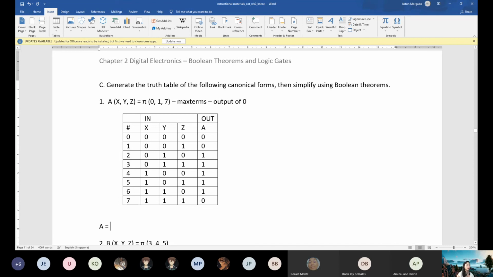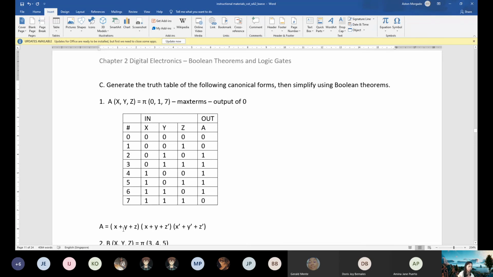A is equal to, so we have Maxterm 0: x plus y plus z. Then for Maxterm 1, x is 0, y is 0, z is 1, so we have x plus y plus z prime. And lastly, Maxterm 7, x is 1, y is 1, z is 1, so we have x prime plus y prime plus z prime.